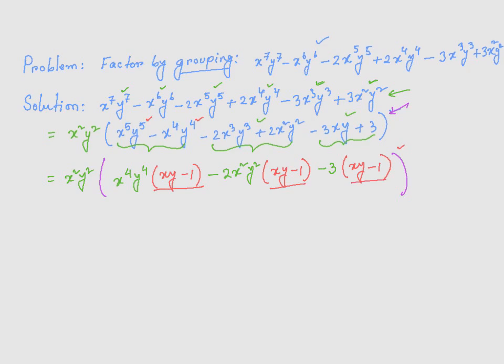So let's go ahead and write it out. So x square, y square, and then if I factored out the xy minus 1, then I'll be left with the following: x to the power 4, y to the power 4, minus, then from this middle term is going to be 2x square y square, and from the third term or the last term I'm going to have negative 3. And that should be our final answer.